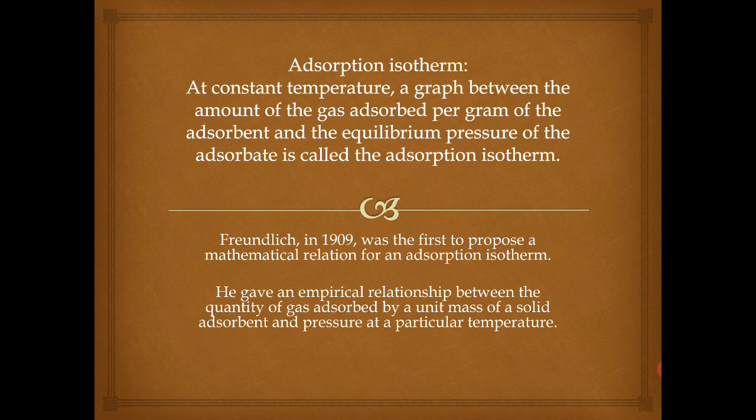The basic adsorption isotherm is given by Freundlich in 1909, who was the first to propose a mathematical relation for adsorption isotherm. He gave an empirical relationship between the quantity of the gas adsorbed by unit mass of a solid adsorbent and pressure at a particular temperature. So when the temperature is constant, we can call what is delivered by Freundlich an adsorption isotherm. Now let us see what is Freundlich adsorption isotherm.